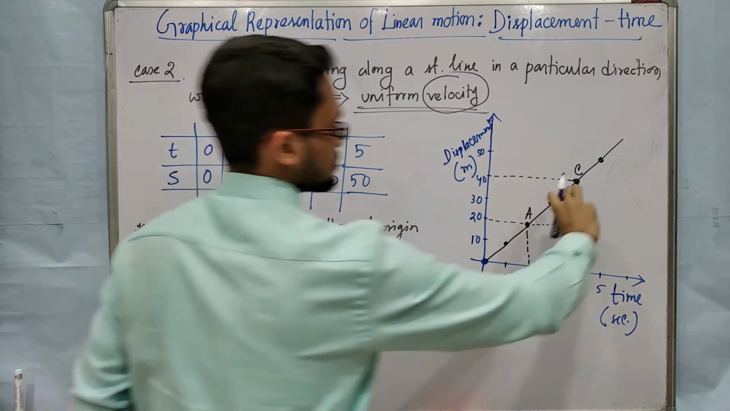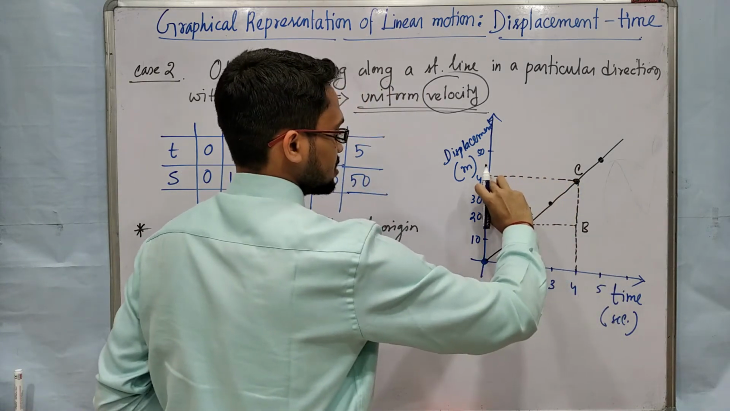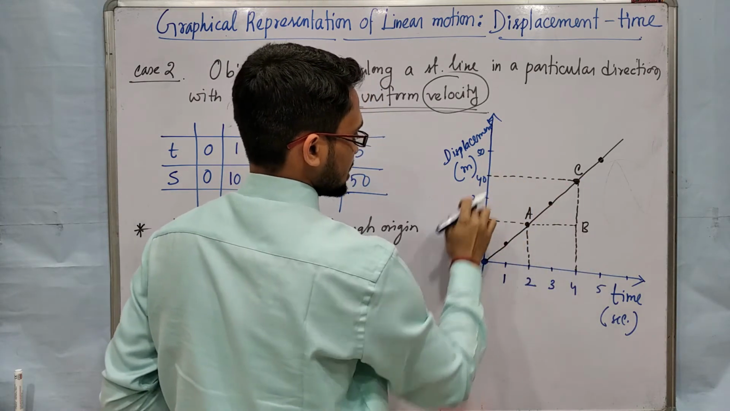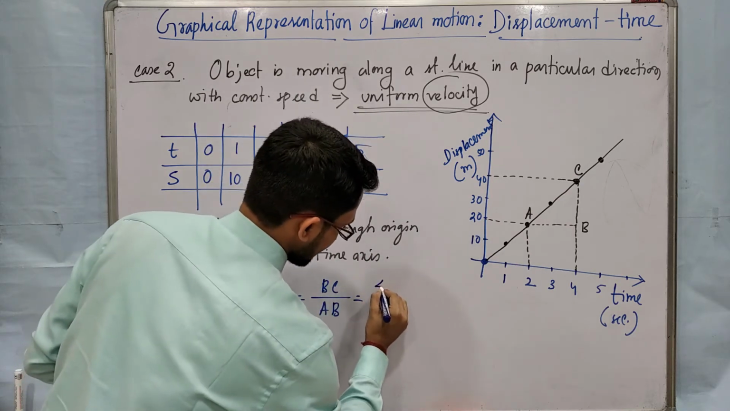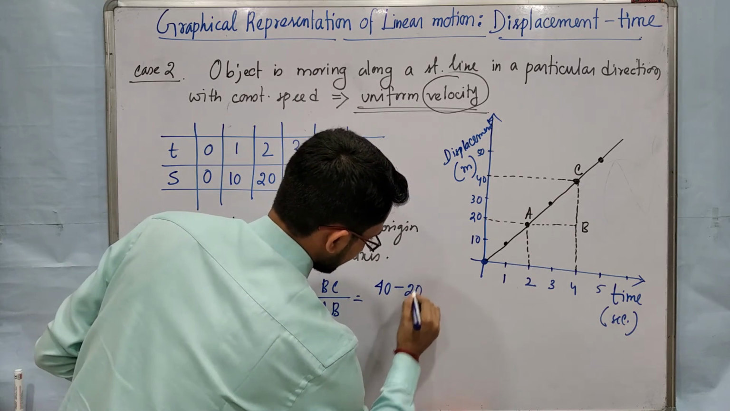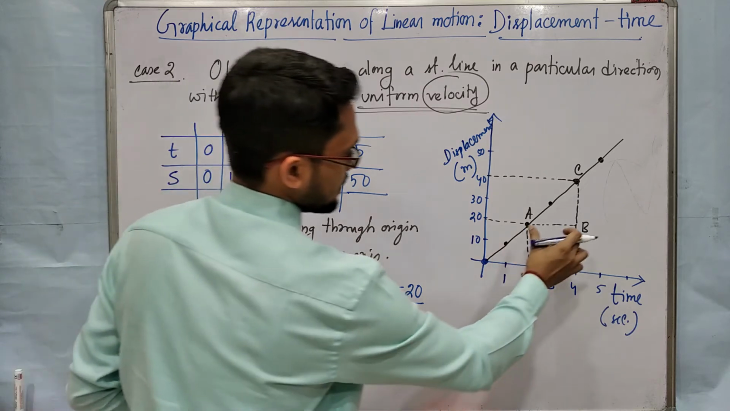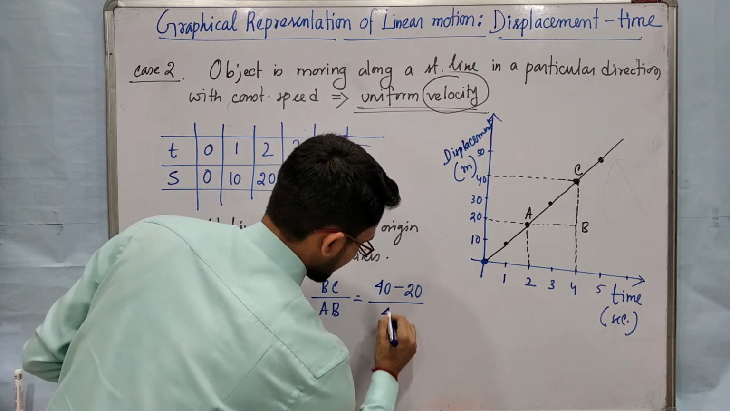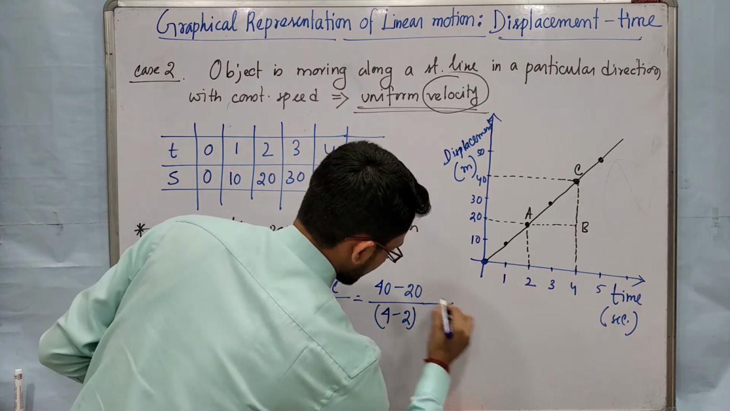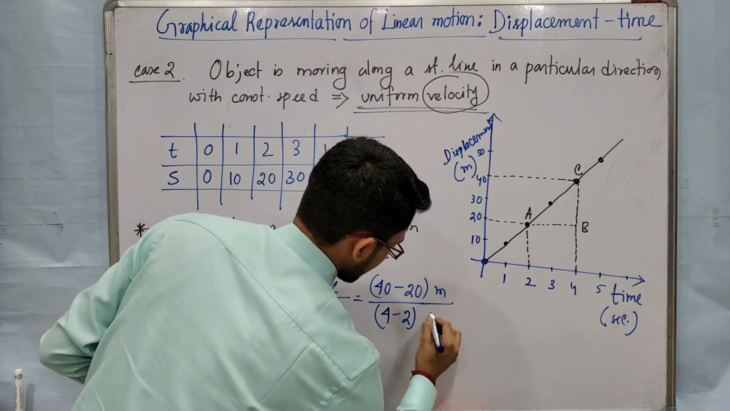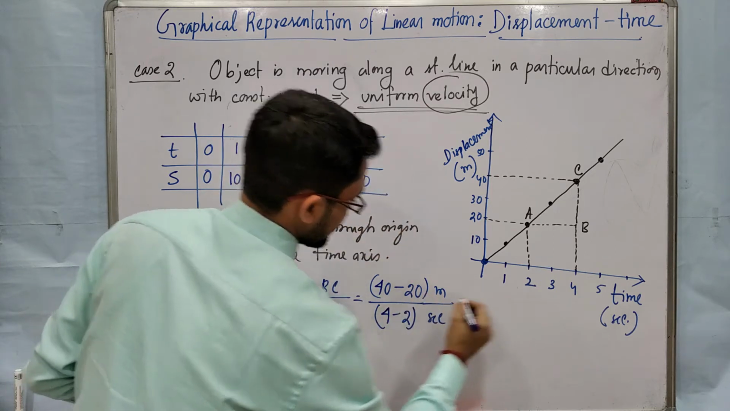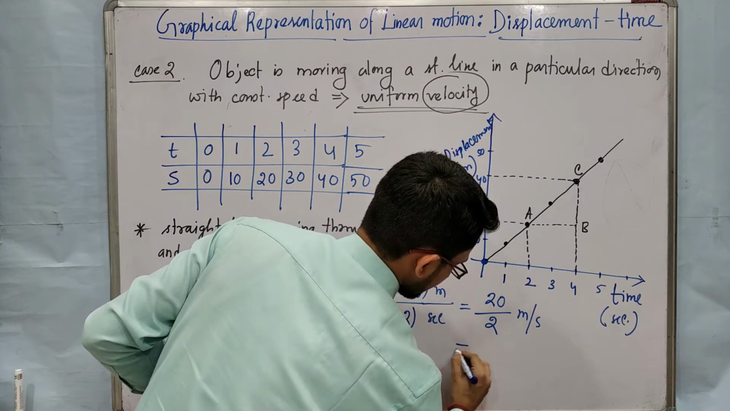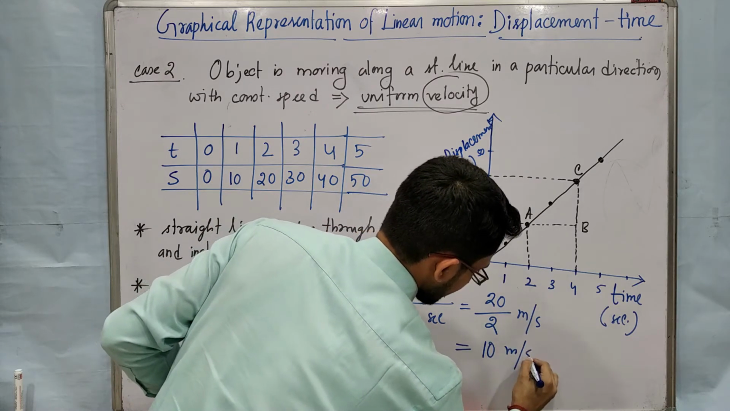Now BC means what? This distance is equal to this part. So BC equals 40 minus 20. AB means this part, which equals 4 minus 2. So 40 minus 20, this is in meter, and 4 minus 2, this is in second. So it will be 20 by 2 meter per second, so it will be 10 meter per second.